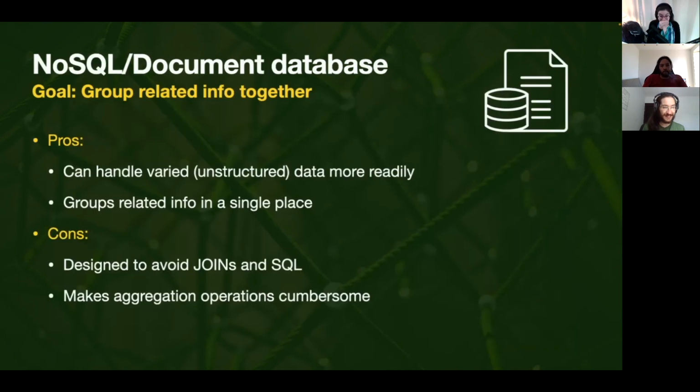So, okay. Let's talk a little bit about NoSQL or document databases now. The goal here was to avoid assembling all those individual bits by grouping related info together. So the good thing with these types of databases is you can handle a variety of unstructured data more readily. So you can deal with missing values, or objects that are a little bit misshapen, if you will, and so on. That also groups related info into a single place. If you group everything into a document, anything that's connected, then you're able to just retrieve that document and get all the information you need.